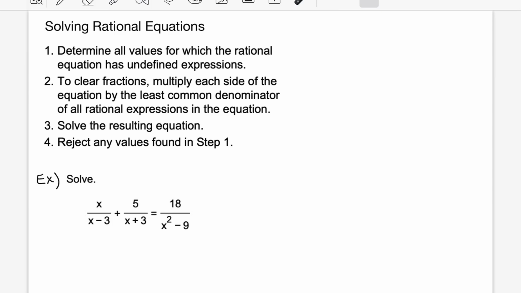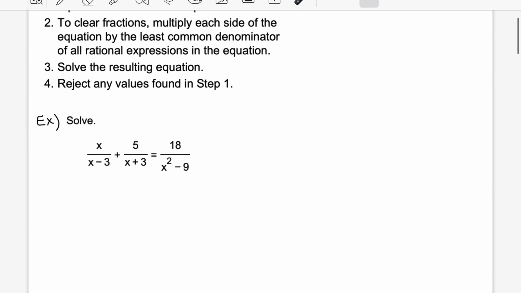So the first thing that we're going to do is determine all values for which the rational equation has undefined expressions. So what values of x, or what values of our variable, will make our rational equation undefined. Then we'll clear our fractions by multiplying each side of our equation by the least common denominator of all rational expressions in this equation. And lastly, we'll solve the resulting equation and throw out any values that will make our equation undefined. So let's look at this example here.